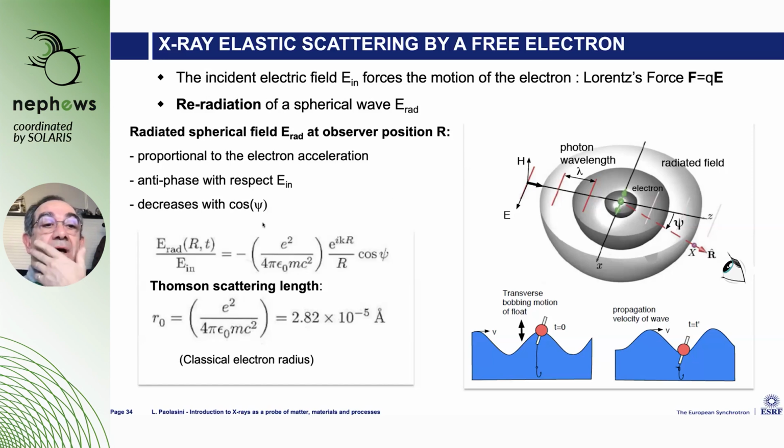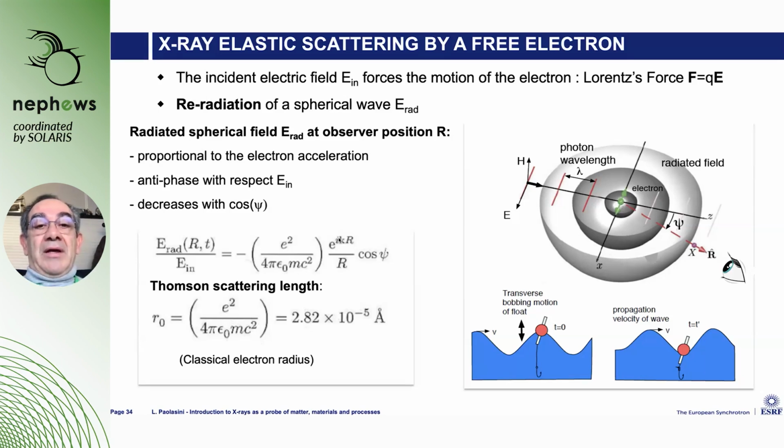So when we want to measure the radiated field, the ratio between the radiated field and the incident electric field is proportional to one term, which is called the Thomson scattering length, which is exactly our b of the previous formula, but now we call this r0, which is the classical electron radius, and is equal to 2.82 10⁻⁵ angstrom. Notice the minus sign. This minus sign is due to this antiphase emission of the radiated wave by the electron.